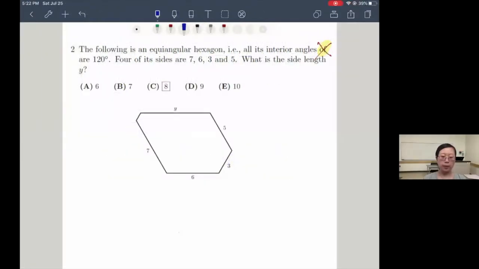Problem 2. The following is an equiangular hexagon. That is, all its interior angles are 120 degrees. 4 of its sides are 7, 6, 3, and 5. What is the side length of Y?